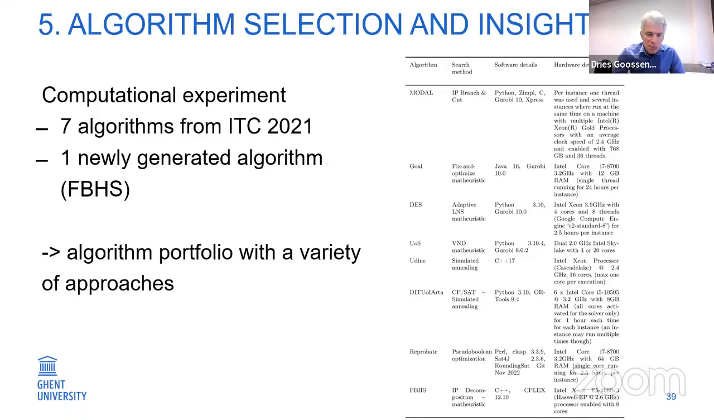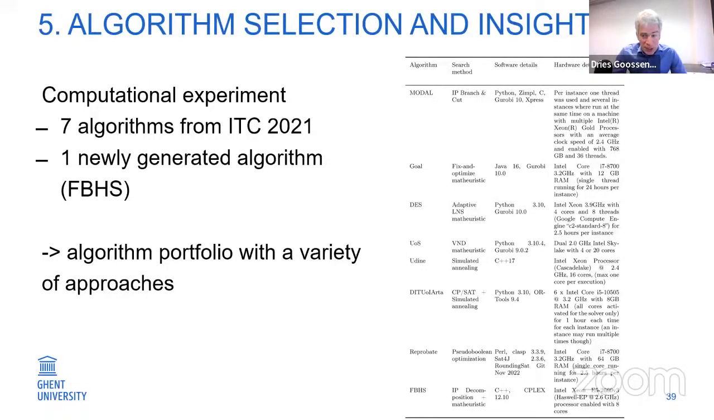And as you can see, they're quite different. There is modal, which is basically an IP approach, a very advanced IP approach. There is goal, which uses fix and optimize. We have adaptive large neighborhood search with DES. We also have the UOS, the winner of the ITC. We have simulated annealing with Udine. We also have a CP and SAT solver. We have pseudo-Boolean optimization.